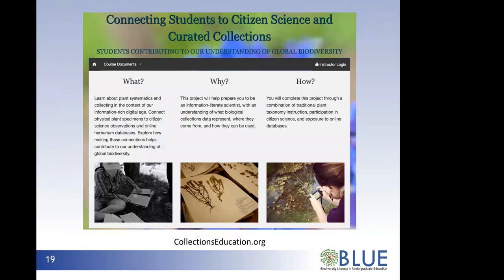So one of the projects that's done that pretty effectively is collectionseducation.org, where they've taken the standard, almost every plant systematics class will go out and do a plant collection. But what they have the students do, is we have them load their data up onto iNaturalist and work within the citizen science community and look at the process from gathering data all the way until it makes it into the overall database that shows the distribution of whatever those plants might be.